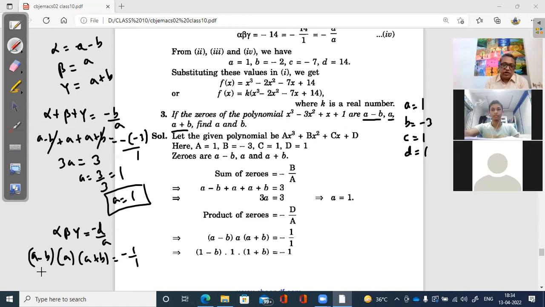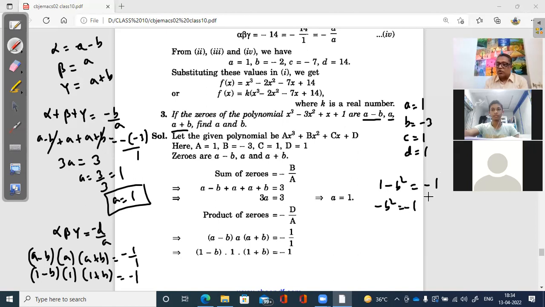And the value of A we have already got, so we are going to substitute that. 1 minus B multiplied by 1 into 1 plus B is minus 1. Now this is an identity, 1 minus B into 1 plus B. This is an identity, so what will it become? A square minus B square. So I'm going to get 1 minus B square is minus 1. The A square is equal to A square minus B square. Now this positive 1 I am transferring to the other side.